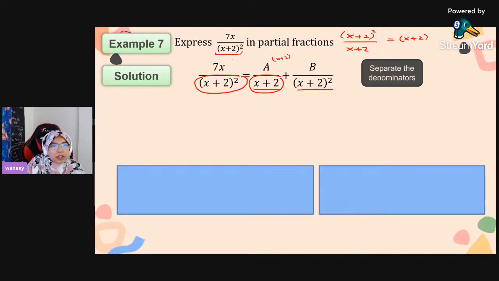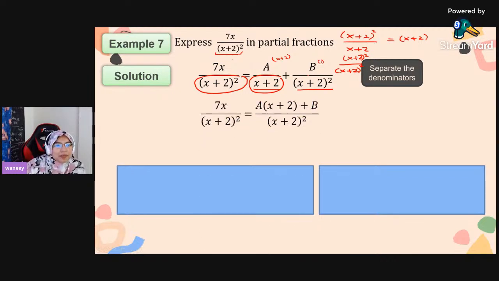Okay, meanwhile for the B, we have (x + 2)² over (x + 2)². So when we divide them, we are going to get 1. So therefore, B is simply multiplied with 1. Make sure you have a common denominator. So A will be times with x + 2, and then B is simply B because we do B times 1 over (x + 2)².